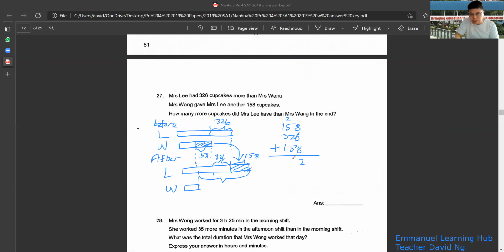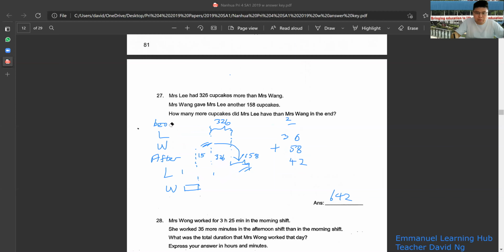2 plus 5 plus 2 plus 5 is how many? 14. 1 plus 1 plus 3 plus 1 is how many? 6. Answer is how many? 642. Yeah, the answer is 640. Do you understand? Okay. The answer is 640.